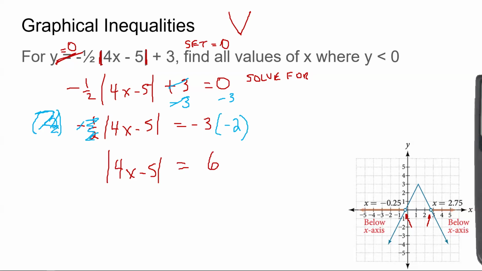Okay. Now's when I pull the absolute value trick, and maybe that stuff in the middle, 4x minus 5, was a positive 6 initially, or maybe the stuff in the absolute value was a negative 6, like so.